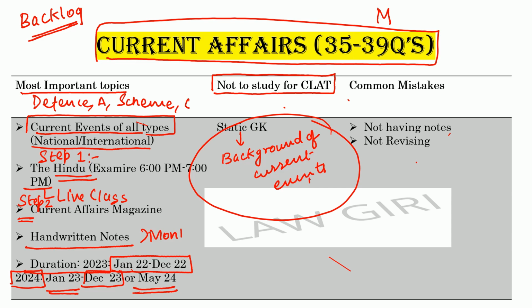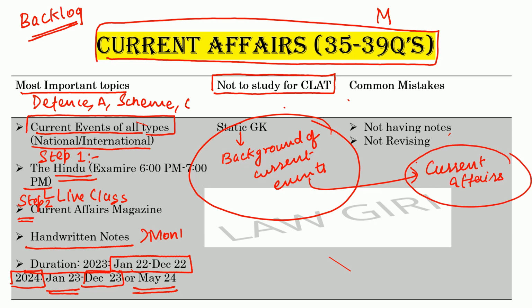So what they want is that you should know everything related to current affairs. And if you're reading the newspaper, the background also gets covered. If you're reading the magazine also, so no static GK. Whenever you feel like reading static GK for CLAT, I would say revise your notes again and again. Revise your notes again and again.